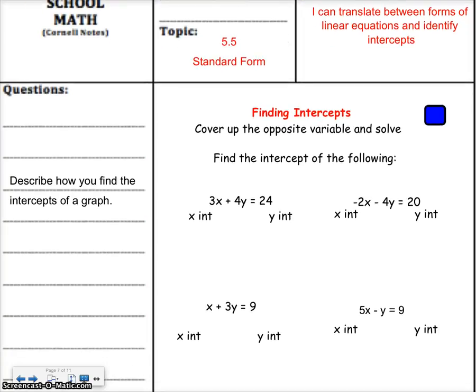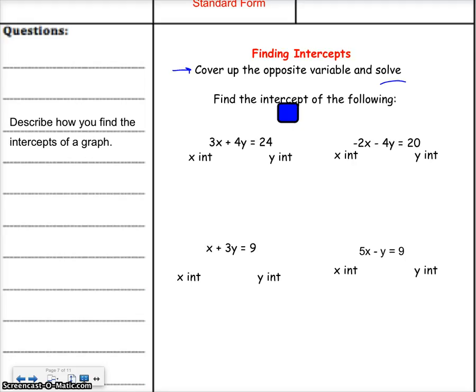When you find the intercept, knowing that at one intercept the other variable cancels out, we want to cover up the opposite variable and solve. So here we get to do algebra. I love algebra. And then that's it. So I create a t-chart is what I do. My x-int and my y-int. I know that every line is going to cross through my x-axis and it's going to cross through my y-axis.